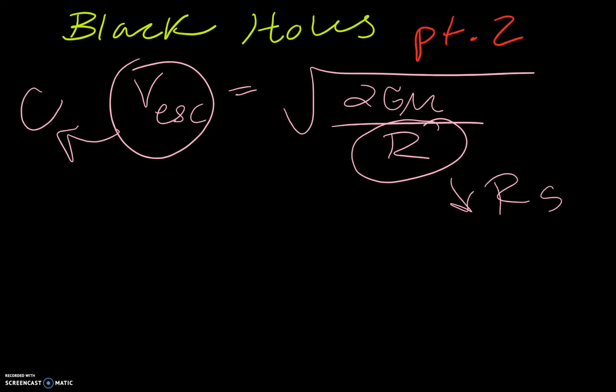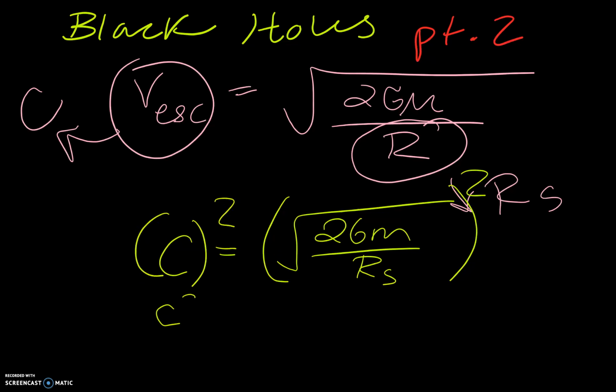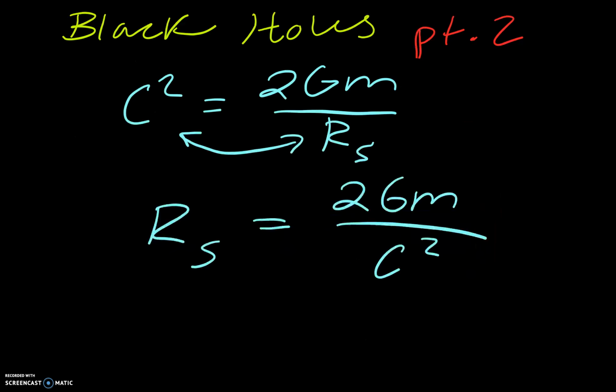So we can say c equals the square root of 2 times GM over r_s. And we want to solve for r_s because we're trying to make a new equation that solves for the Schwarzschild radius. So we can square both sides, and we can say c squared equals 2 times GM divided by r_s. And we can actually just switch these. In doing so, we'll find that the Schwarzschild radius equals 2 times GM divided by c squared.